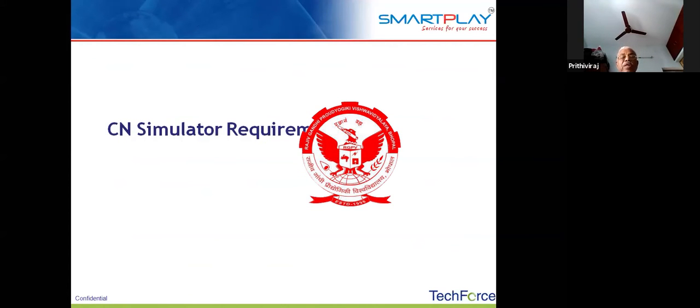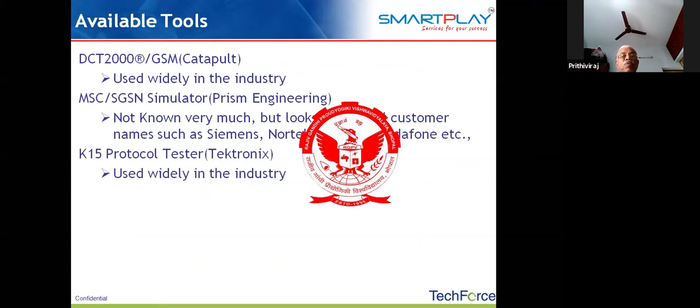Now we look at the simulator requirement. So these are all from different platforms. Okay, these are widely used in industry. Prism Engineering is very famous and a good customer for all these. And incidentally, please remember, students, all these companies are very potential employers of you once you have gained expertise in these technologies, right? They are looking for good engineers from this core engineering background of electronics and communication who have basic knowledge in these areas from a functional working point of view.